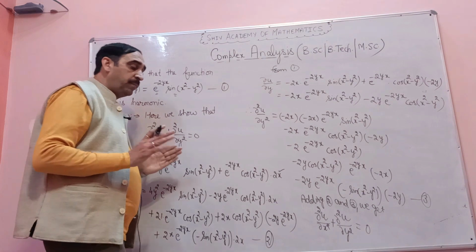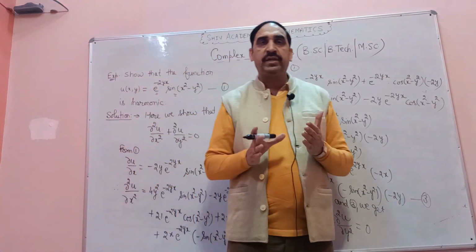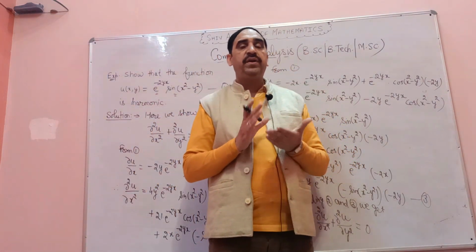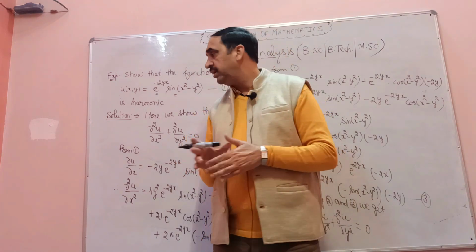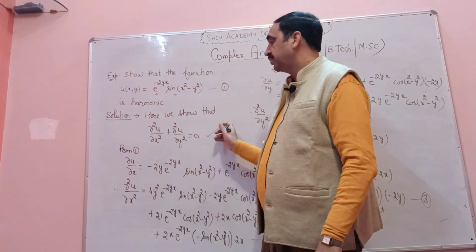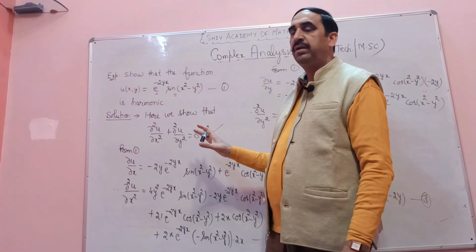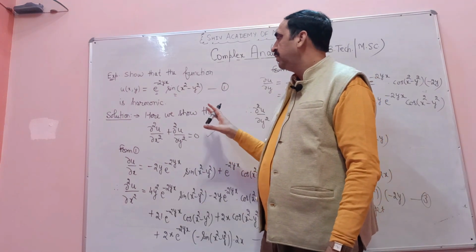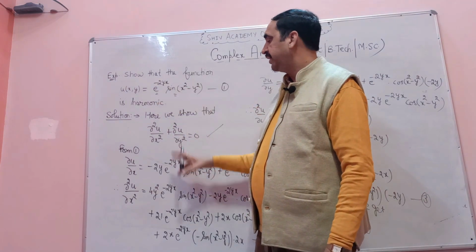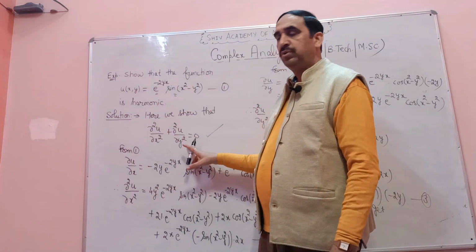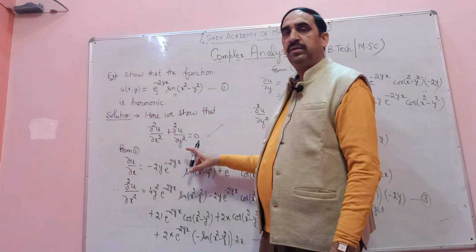So dear students, keep remember that whenever we have to show that any function is harmonic, we have to show that that function satisfies the Laplace equation, and this is the Laplace equation. So the problem is very simple, you just have to be very careful to find the derivative, because we are getting derivative 2 times. So you understand the problem.